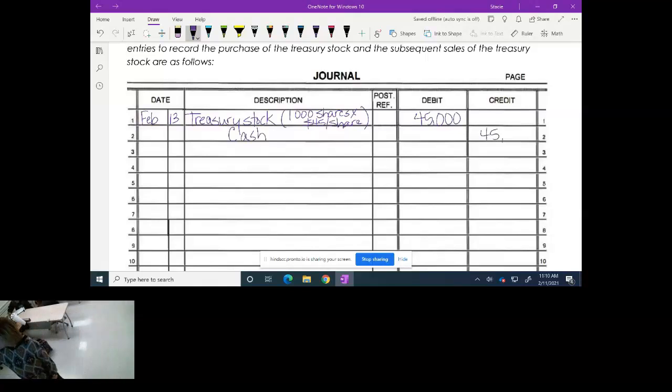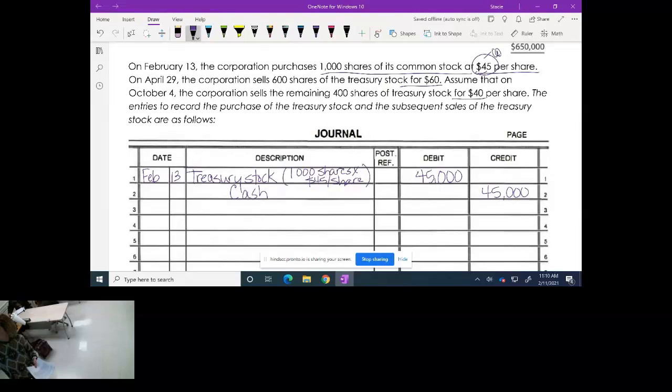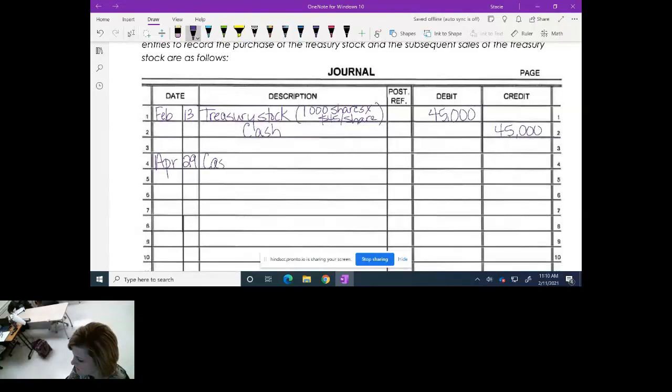All right, when they say that we use the cost method to record entries with Treasury stock, this is what they're talking about. The $45 a share, that is the cost. So whenever we debit or credit Treasury stock on any of these entries, we'll always use $45 a share to calculate what we're doing to Treasury stock. Okay, April 29th, they sell 600 shares. So we'll be debiting cash. We've got 600 shares that are being sold times the sales price of $60.